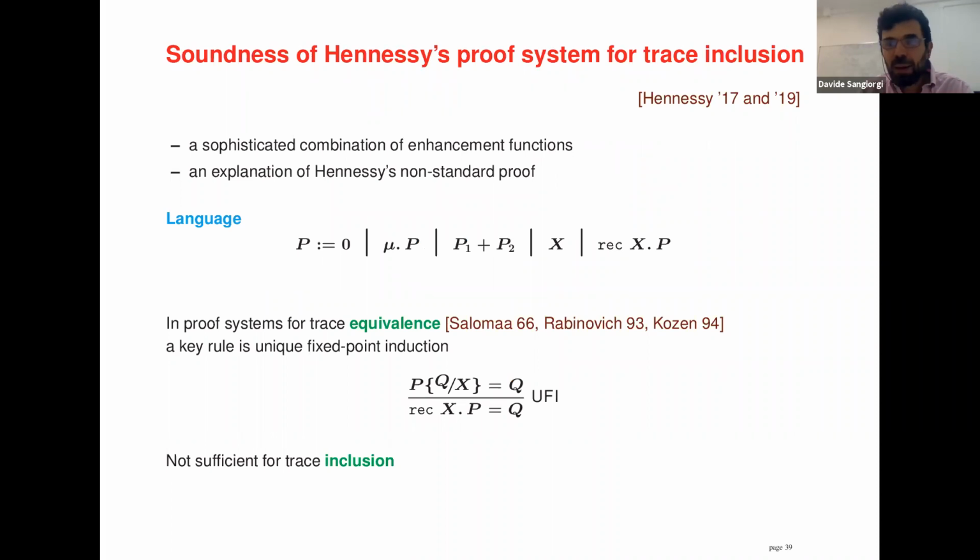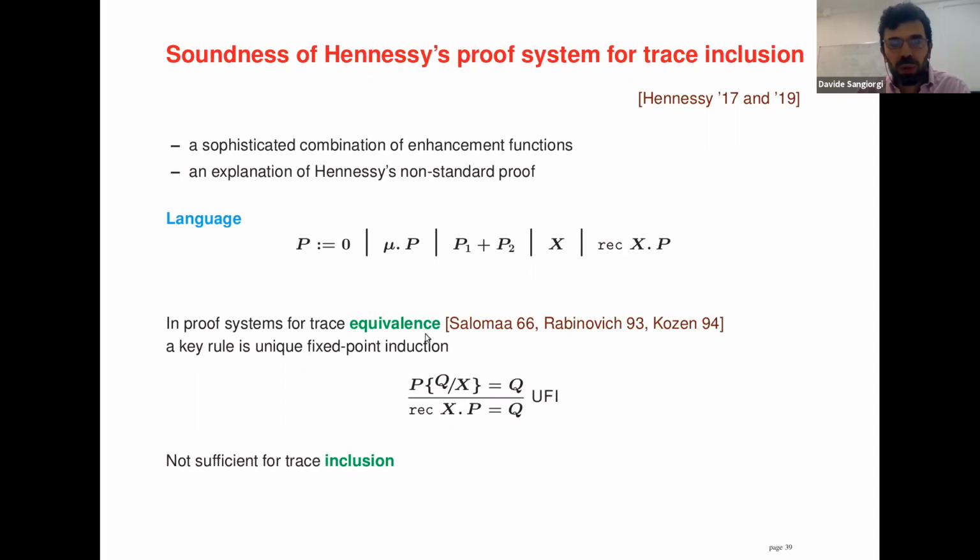I wanted to mention another example because it's of a different nature. I kind of like it, and also it was somehow influential in triggering me to look into these questions of enhancements for induction. And this is an example that has to do with Matthew Hennessy's proof system for trace inclusion. So this is a sound and complete proof system for trace inclusion that Matthew Hennessy developed a few years ago for regular CCS processes. So this is the language.